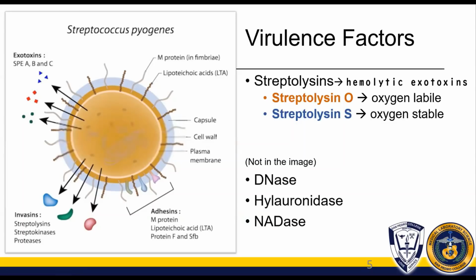Now, for you to not interchange the two, just remember the letter S. S for stable. Again, streptolysin S, oxygen stable. Streptolysin O, oxygen labile. Now, all of these virulence factors of Streptococcus pyogenes are antigenic in nature.